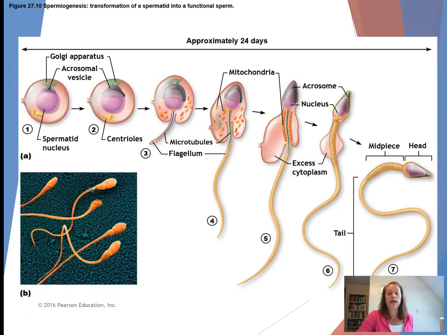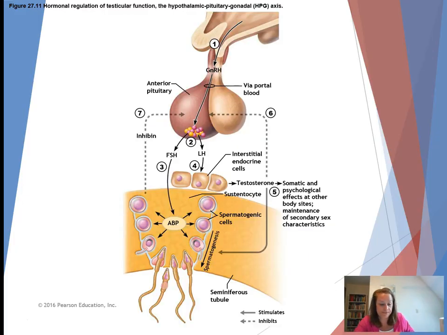The 4 sperm then are ready to be ejaculated, and then they use their swimmy tails to swim up the vaginal canal into the uterus and potentially up into the fallopian tube. So we'll get to that in a minute. It takes approximately 24 days to go from cell to sperm, but that is constantly happening. So men are constantly producing sperm throughout their whole life.